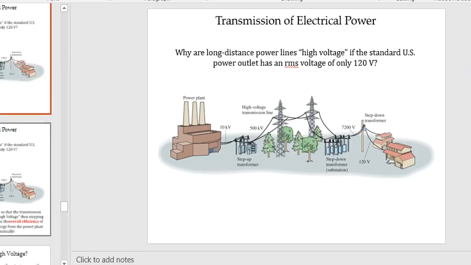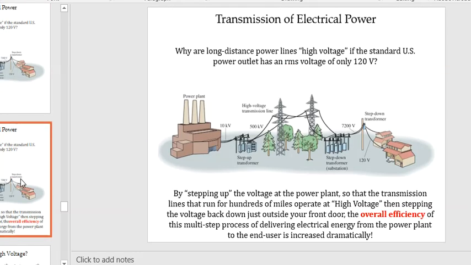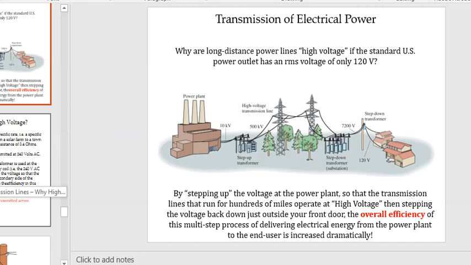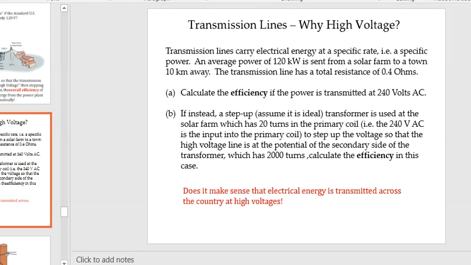Why would they go about doing all this? Well, by stepping up the voltage at the power plant so that these transmission lines could be very many miles or hundreds of miles long, and then operating those at high voltage and then stepping them down just outside of your front door, it turns out that the overall efficiency of this multi-step process is actually much better than just sending you the 120 volts across all those ways. Let's work out an example together that helps to make some sense of that.